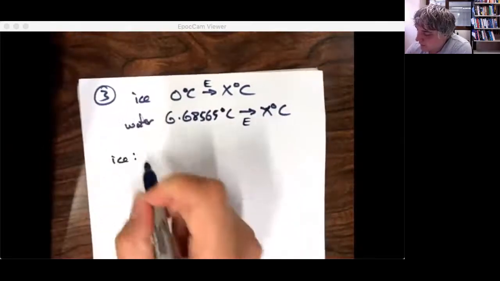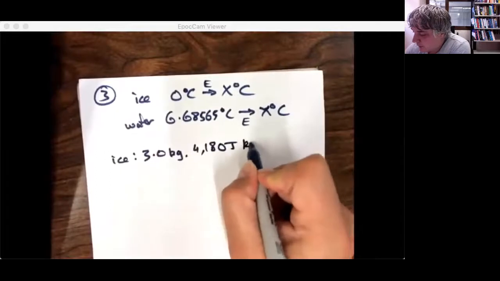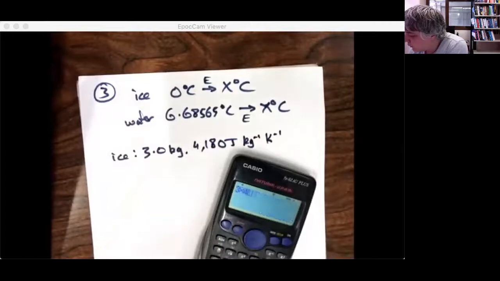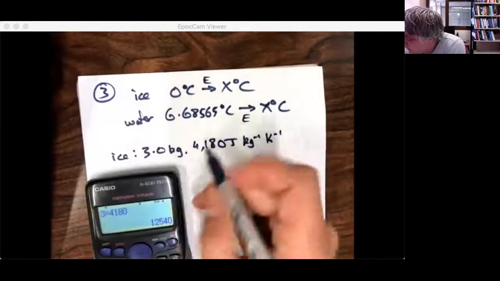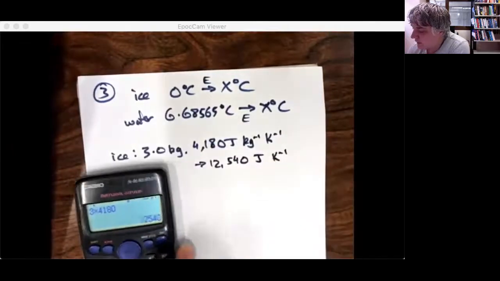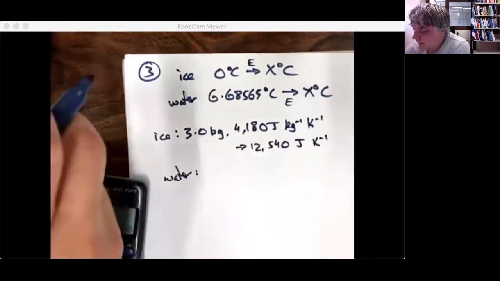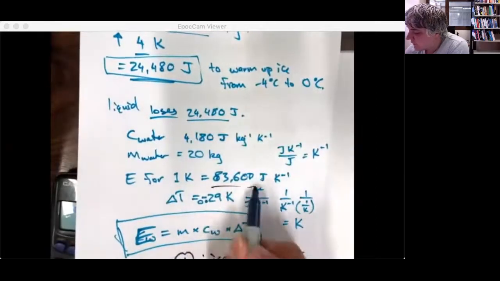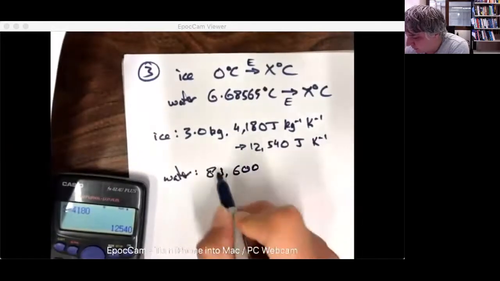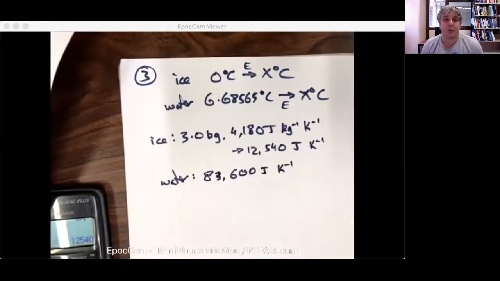So for the ice, we have 3 kilograms and it is 4,180 joules per kilogram per Kelvin. So that means we're going to have 3 times 4,180, which is 12,540 joules per degree temperature change. For the liquid water, we're going to still have the same as we had before, which was 83,600 joules per Kelvin.